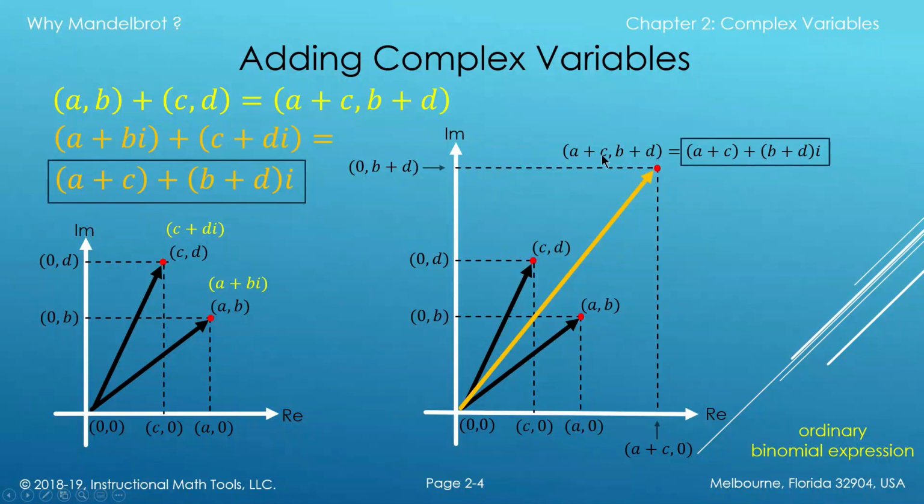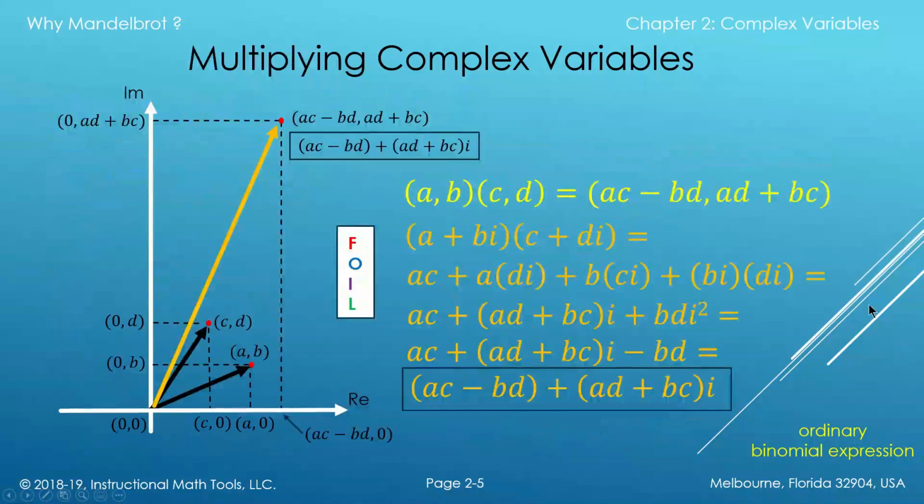So this point is (a plus c, b plus d), which can be written, as we know from earlier definitions, as a complex number, a plus c plus (b plus d)i. So that is how we add complex variables. And keep in mind that we are operating as if they were ordinary binomial expressions. If you haven't noticed already, that is what we're doing.